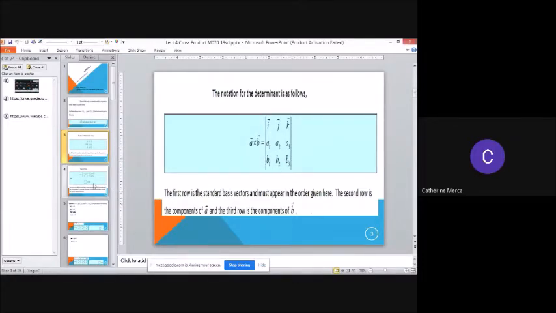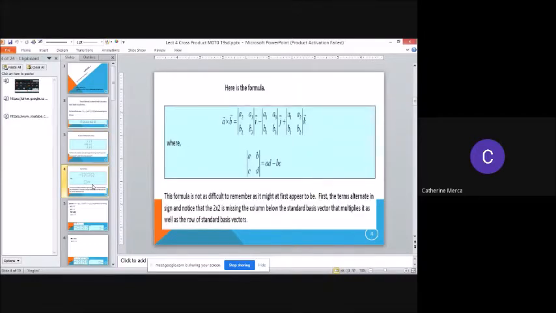So meaning to say, if we try to make use of the formula for the cross product, you take the determinant of A sub 2, A sub 3, B sub 2, B sub 3 times i, minus, this is always a minus, the determinant of A sub 1, A sub 3, B sub 1, B sub 3 times j, plus the determinant of A sub 1, A sub 2, B sub 1, B sub 2 times k. Where your determinant is computed as AD, the product there, then minus the product of BC.